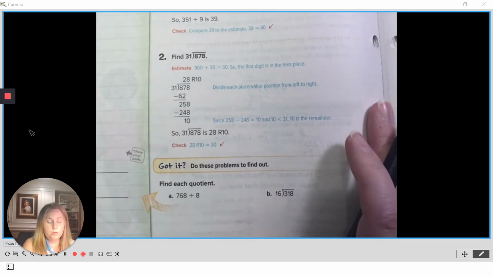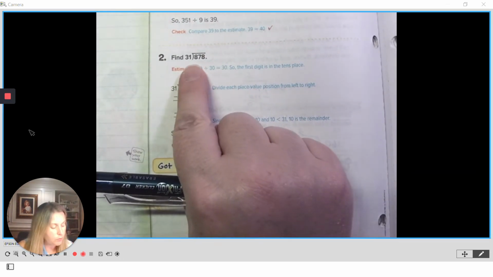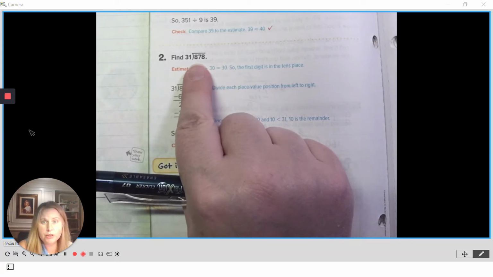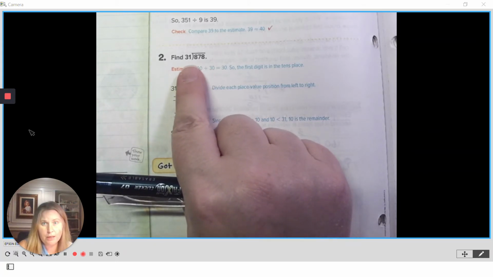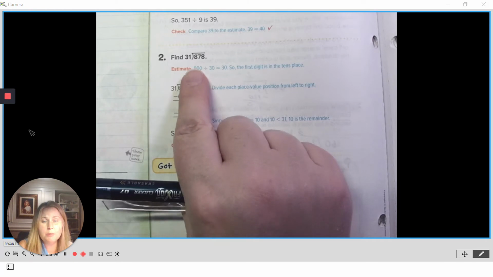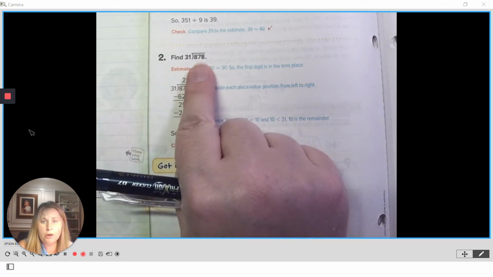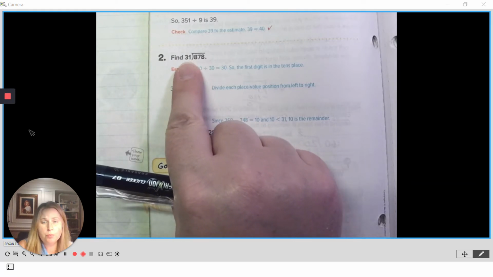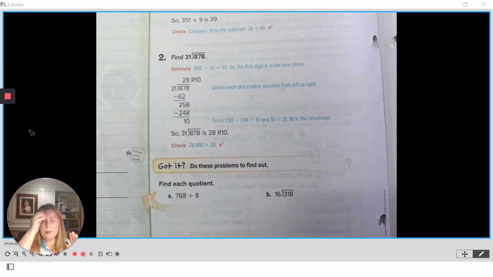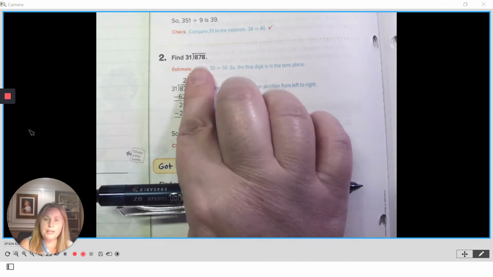Example 2, we have 878 divided by 31. We want to estimate these, so we think of compatible numbers. So 31 and 878. Think how many times 31 can go into a number that's close to 878.